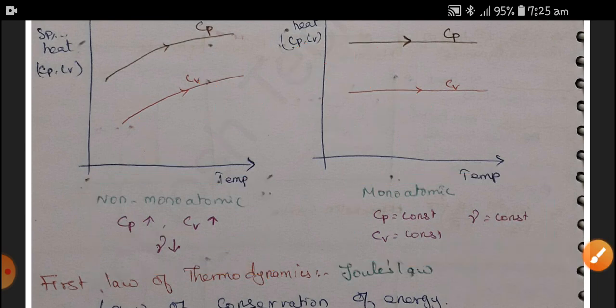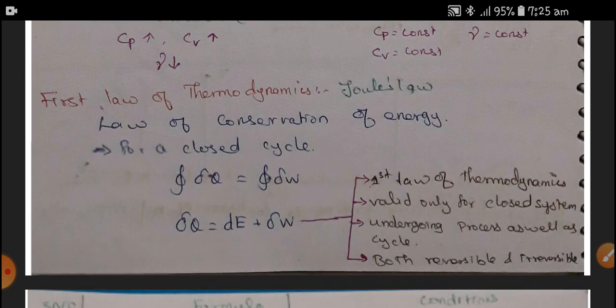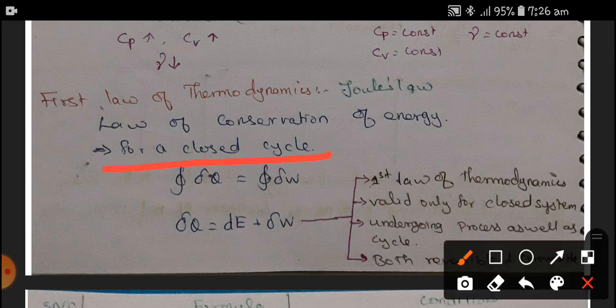So with this, I am going to complete the process. Next, the first law of thermodynamics, that is the outcome of Joule's experiment, we are going to discuss. The first law of thermodynamics deals with the conservation of energy for a closed cycle. Cyclic integral of heat, change in heat, is equal to cyclic integral of change in W. Therefore, it is not at all possible to convert all the heat into work.